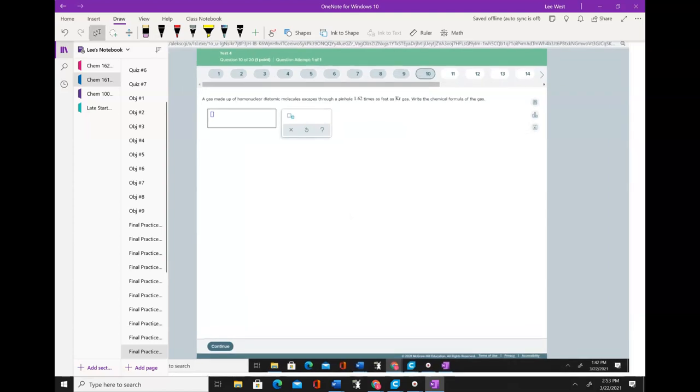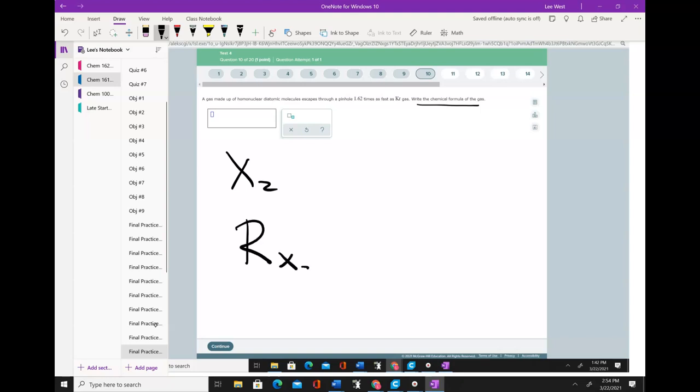A gas made up of homonuclear diatomic molecules, so it's something like this, X2, escapes through a pinhole 1.62 times as fast as krypton. Okay, so it escapes through a pinhole faster than krypton. So what this is really saying is it's a Graham's law problem. Now it says write the chemical formula, so basically we want to know what X is.